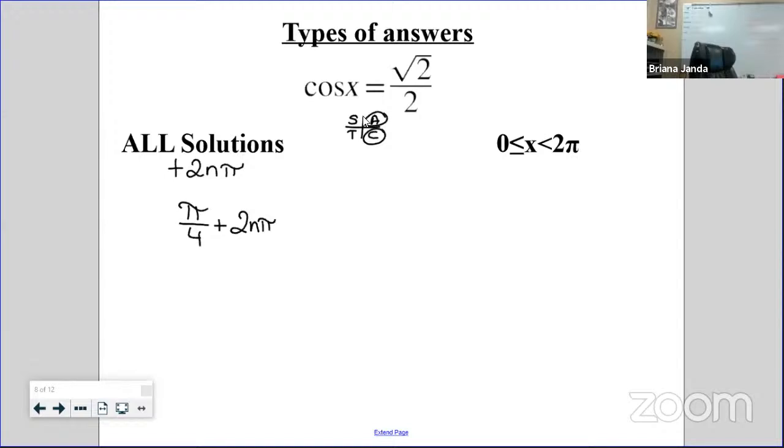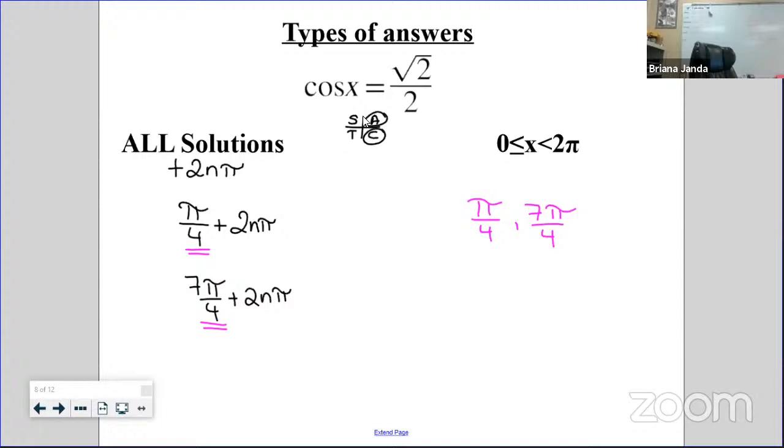And then what's the angle that's in quadrant 4? 7 pi over 4 plus 2n pi. But if they change the directions to just 0 to 2 pi, guys, that's just your principal answers or your first trip around the unit circle. So it becomes just that pi over 4 and that 7 pi over 4. And you don't have to account for coterminal angles bigger than 2 pi.